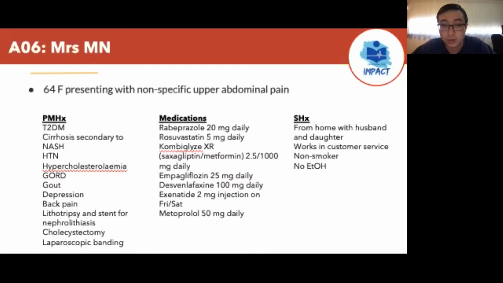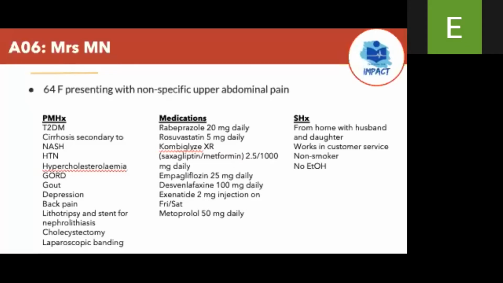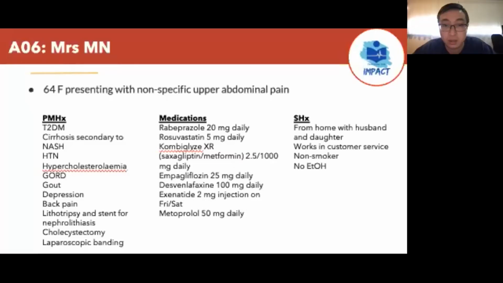Any differentials that you think might be more, I mean, all of those are pertinent to the case, but any differentials that you think this patient might be at increased risk of having, given her past medical history?